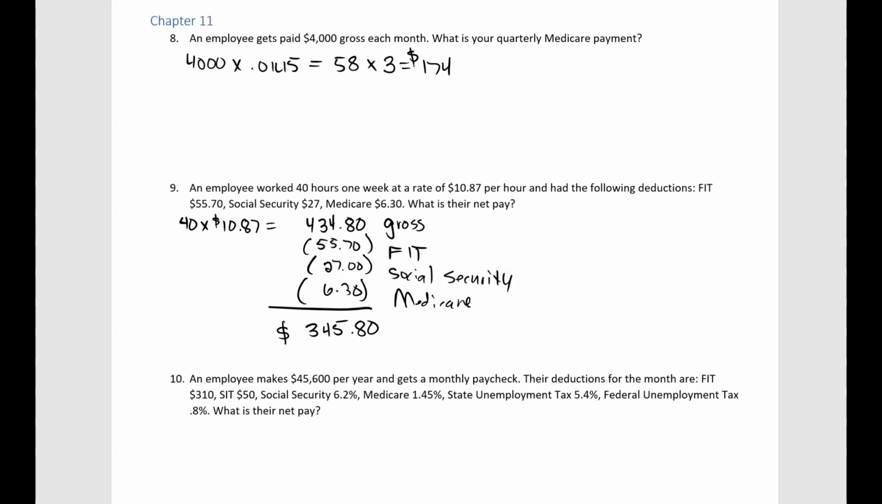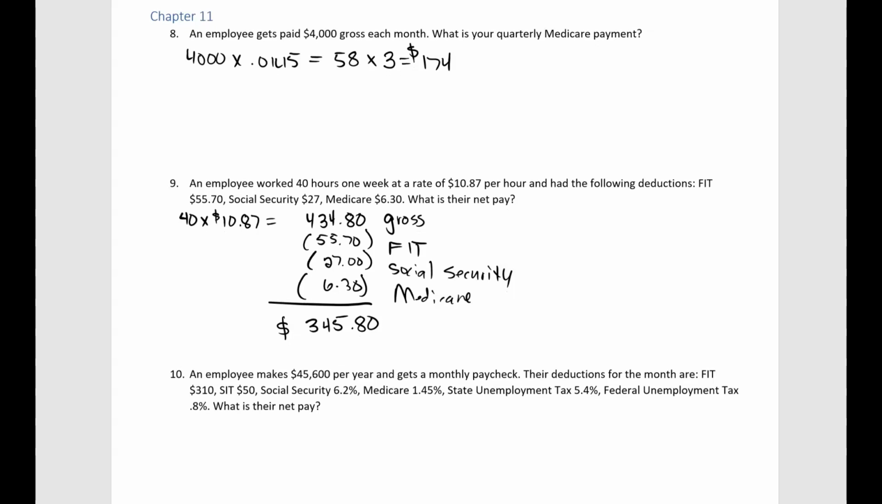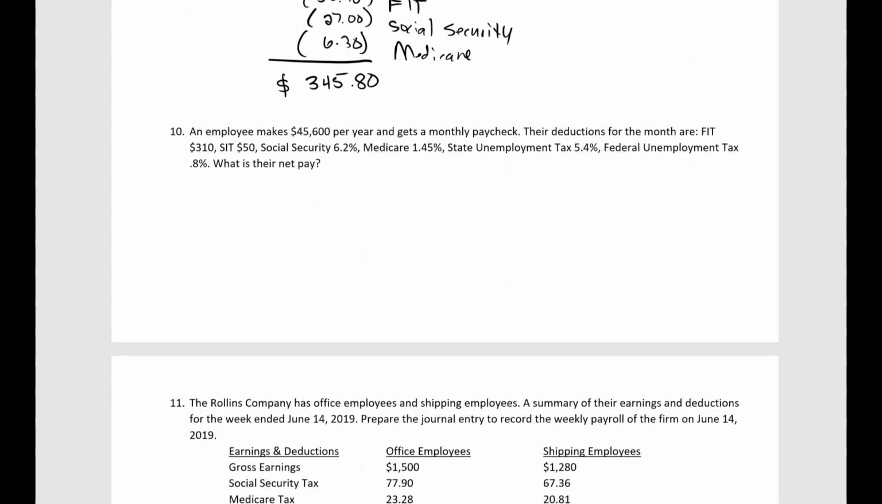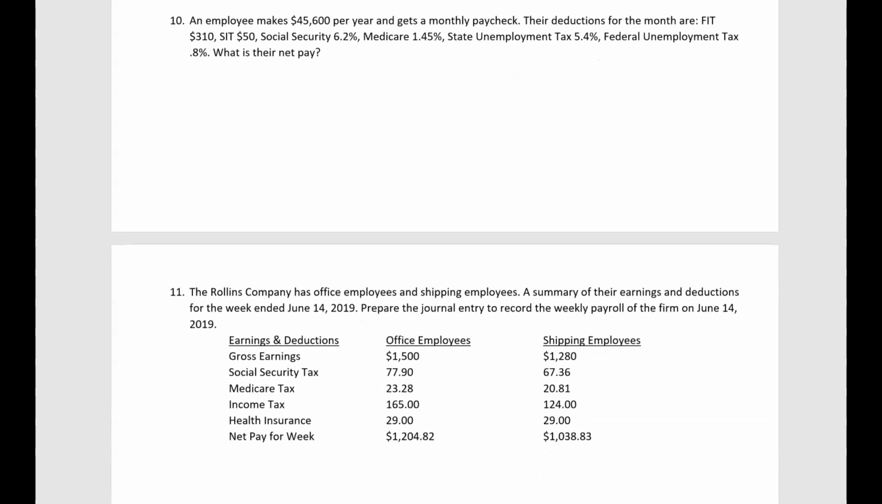Okay, we have another one just like that, but this time we're going to add state tax to it. Okay, an employee makes $45,600 per year and gets a monthly paycheck. Okay, so let's figure out what it is every month. We only know what they make for the year, so it's the first thing we have to do. We're going to take the $45,600 and divide it by 12. So they make $3,800 gross monthly.